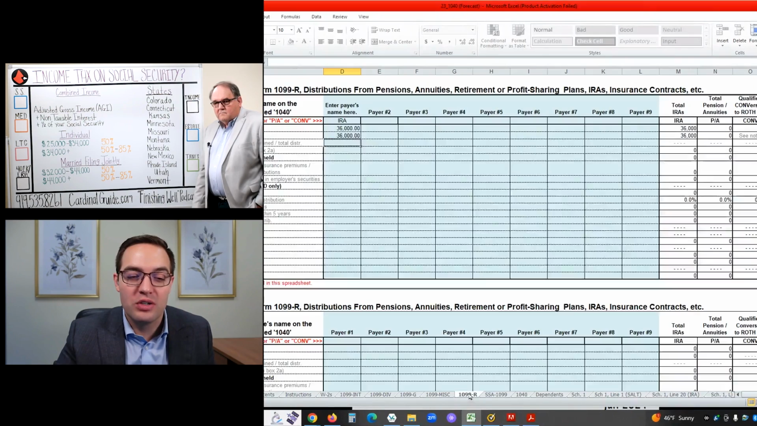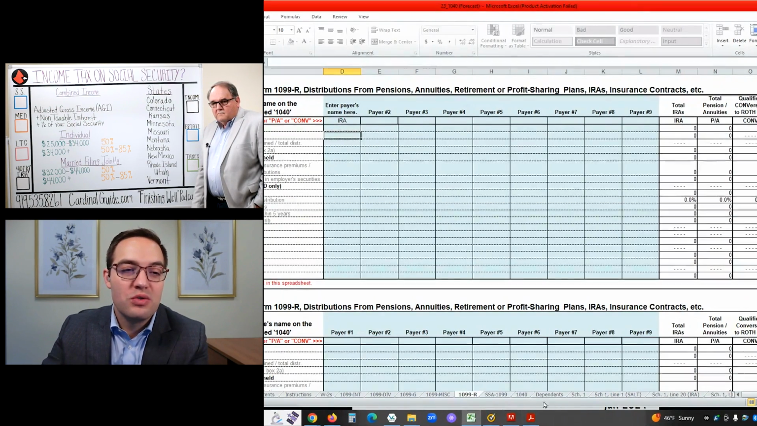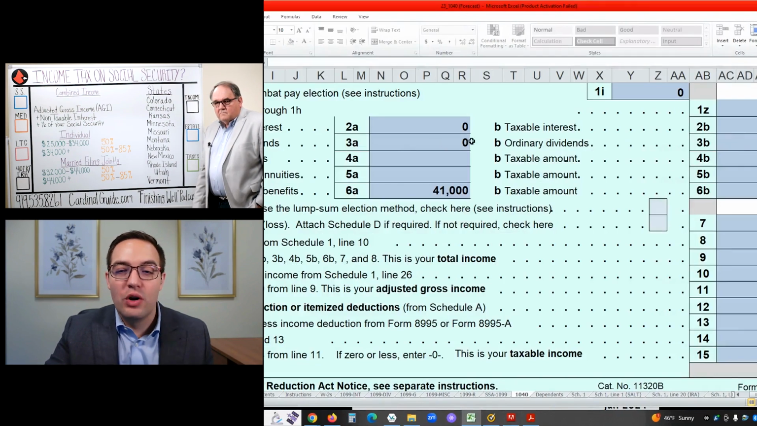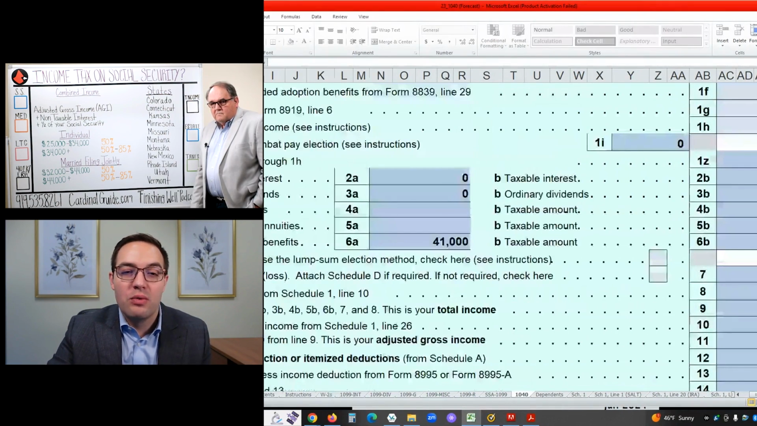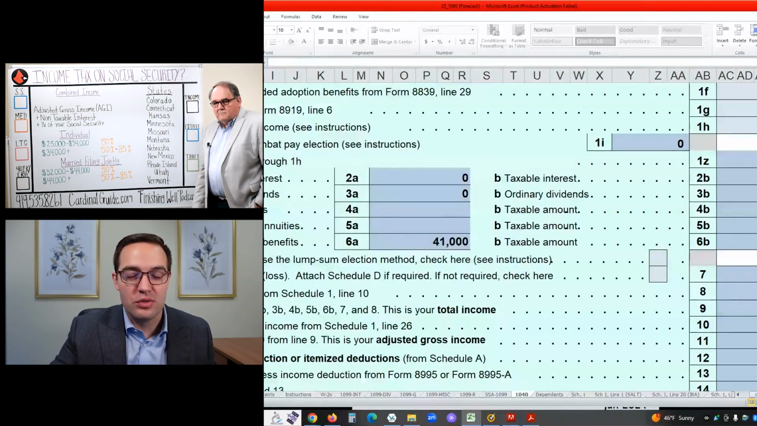And actually, maybe I'll do that just real time here. Let me just remove the IRA distribution just to illustrate the point. As we go to the tax return, his only income is 41,000, and none of it is taxable, right? So he pays no taxes if all he has is Social Security.